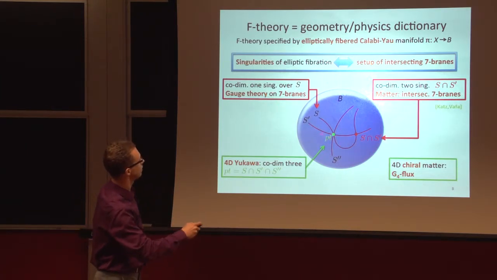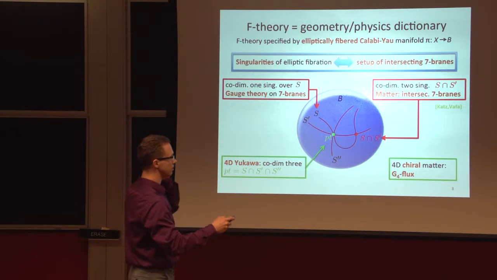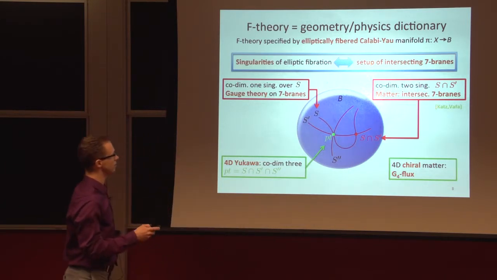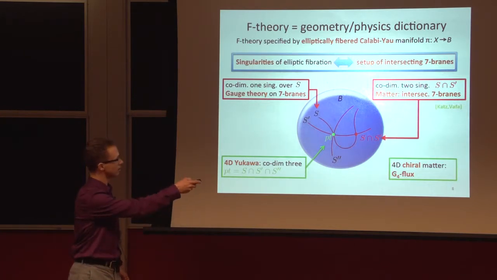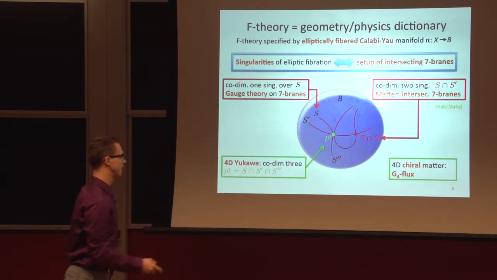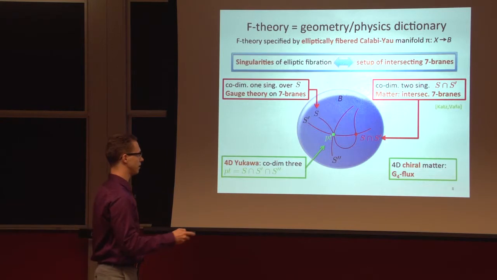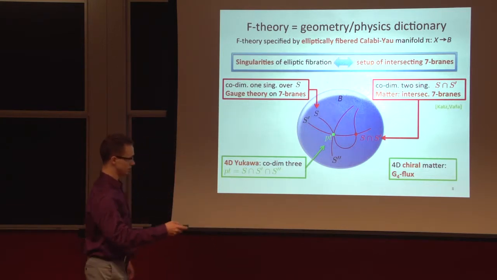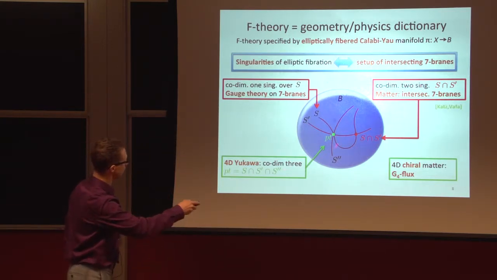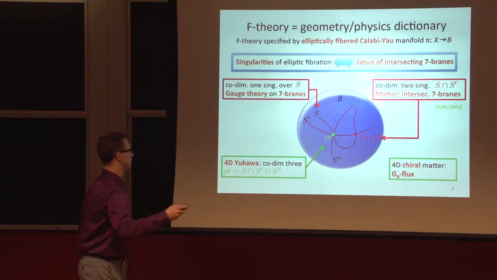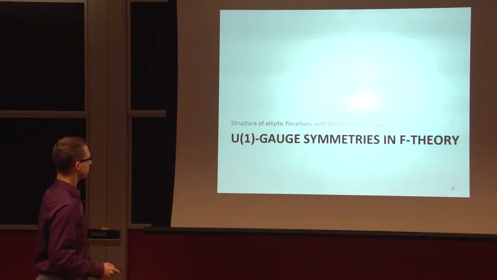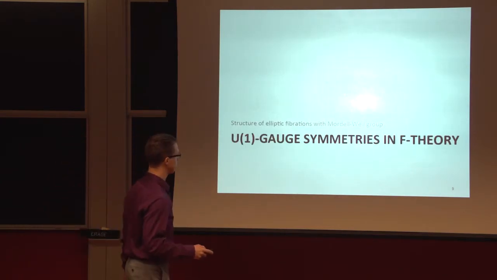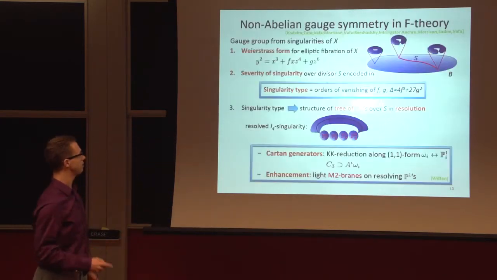In general, then, you can have intersections of 7 branes at codimension 2 in this base, and this corresponds to the presence of matter in F-theory. There's one subtlety. When going down to 4 dimensions, we only obtain chiral matter if there's some G-flux present. Then generically, if the space is 3-dimensional, we have Yukawa couplings at codimension 3. Now let me come to the actual subject, the appearance of U1 symmetries in F-theory.